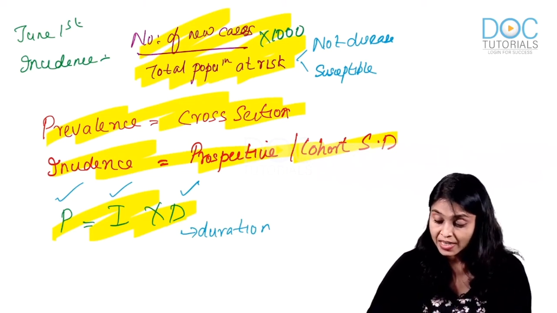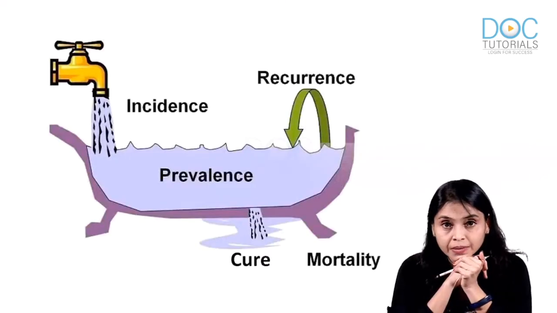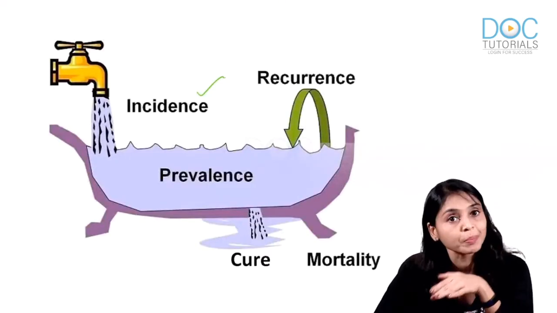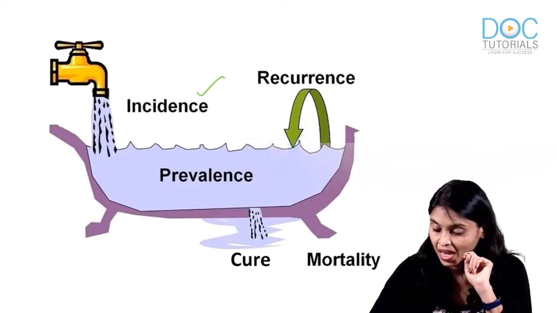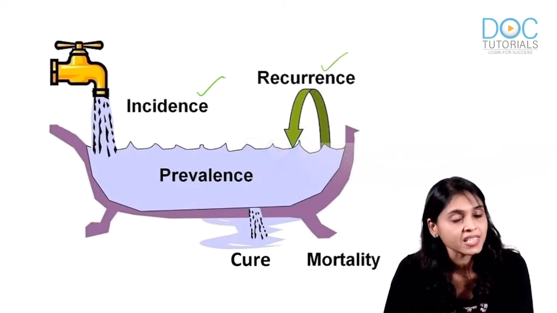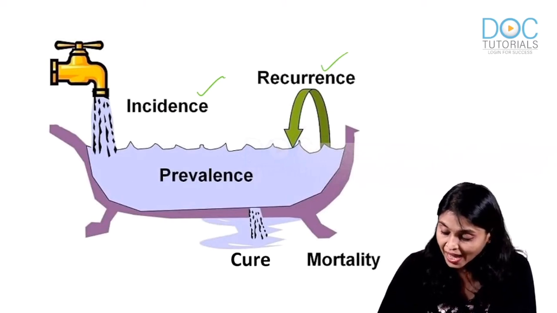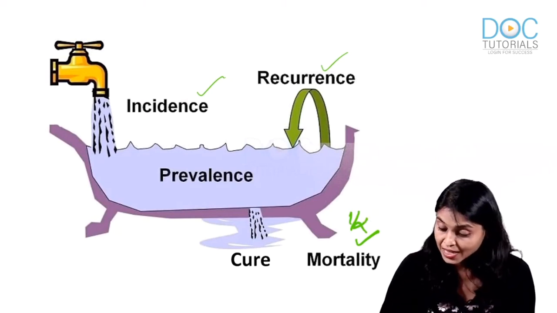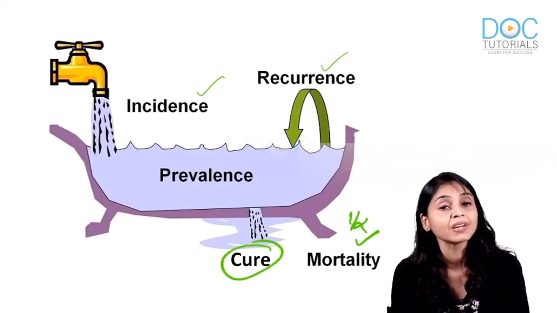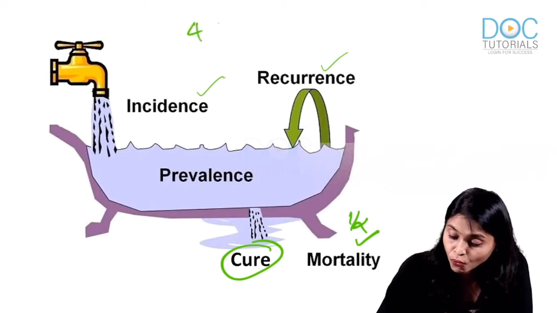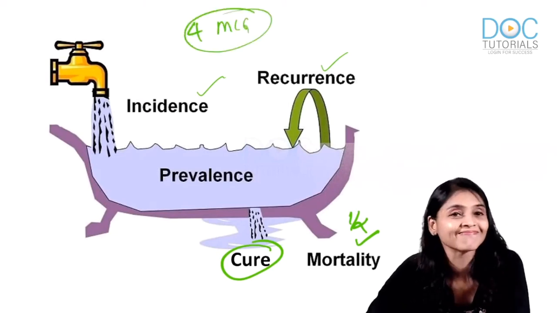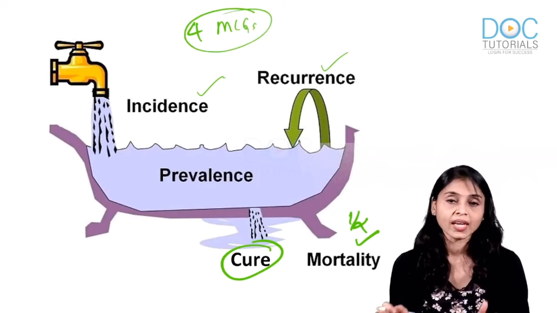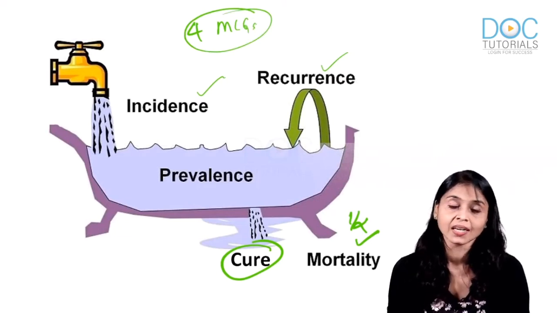Okay. Next, I'm going to show you a picture which includes 4 more MCQs. Look at this picture. What do you see here? As incidence increases, prevalence increases, right? As recurrence increases, prevalence again increases. As mortality increases, prevalence decreases. As cure rate increases, again prevalence decreases. So this has 4 MCQs. Hope you're with me. So we have seen all the MCQs from morbidity as well.